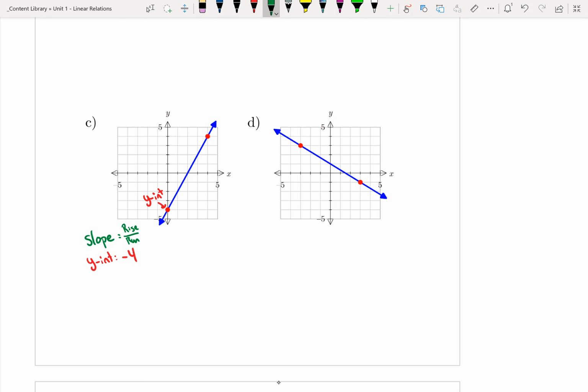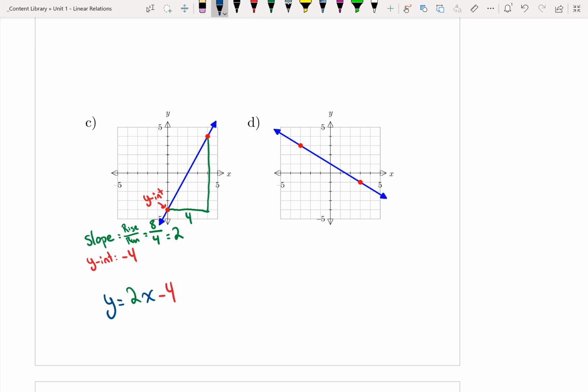So looking at my line, I see 2 points clearly identified, so I'm going to use that to figure out my rise and run. In this case, my run is 4 in the positive direction, and my rise is 1, 2, 3, 4, 5, 6, 7, 8, which is 8. So my slope is 8 over 4, which I can reduce to 2. This means then that my equation will be y equals 2x minus 4. Again, just taking those two pieces and plugging them in.